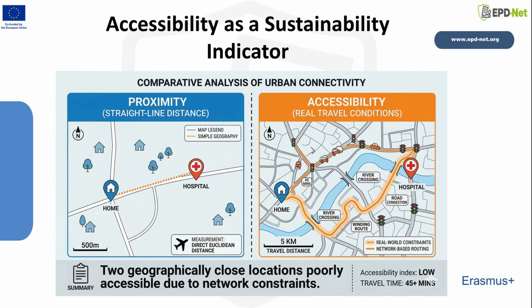Accessibility is a key sustainability indicator because it directly relates to social equity and quality of life. Unequal access to essential services such as healthcare, education, and employment can reinforce social and spatial inequalities. Measuring accessibility helps planners identify these disparities and design more inclusive urban environments.